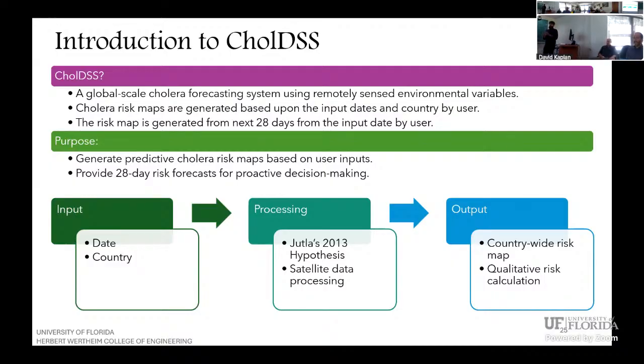So what this does is that it generates the risk map based upon the hypothesis that was given by Jutla in 2013. And based upon that, the map can provide us with the risk of cholera outbreak for the next 28 days. In the input, the user enters the date and the country. The hypothesis is the main processing part. That data is another part. In the output section, we get the country-wide risk and the sub-country-wide risk.